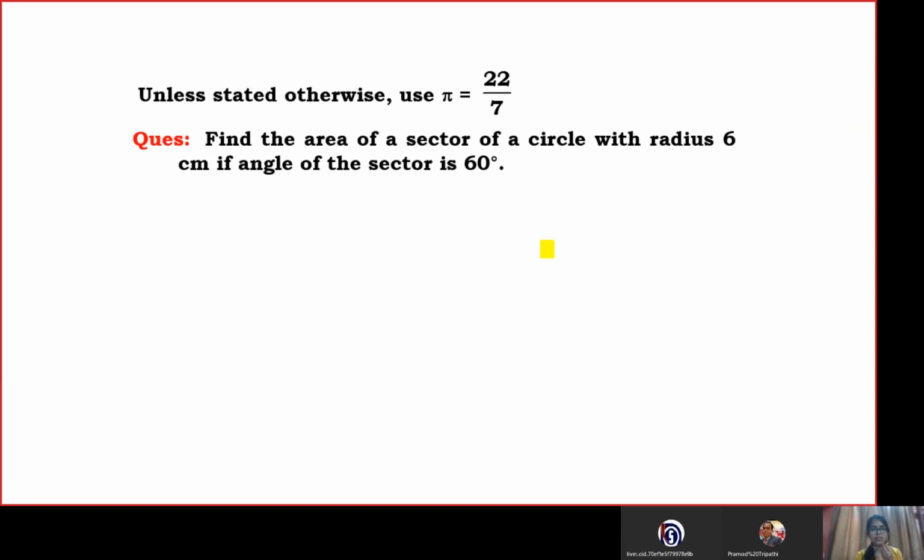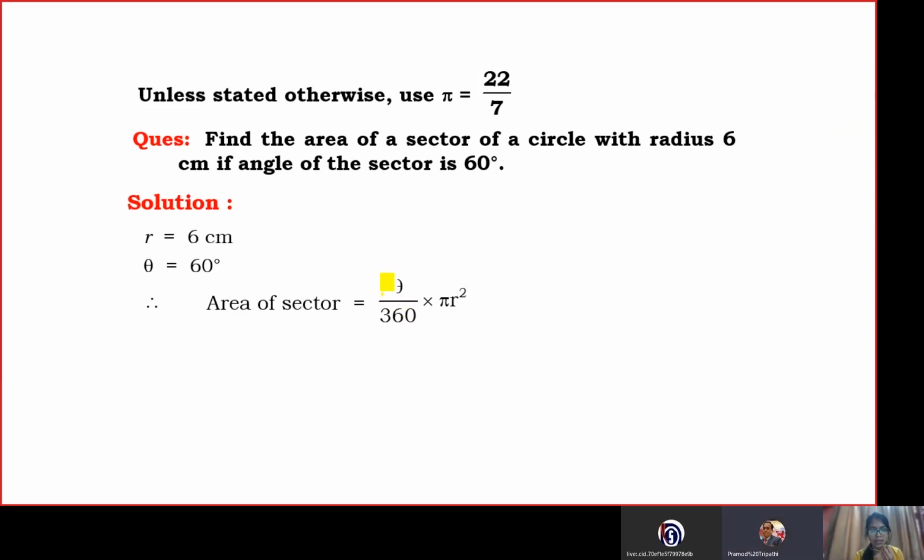Suppose we need to calculate the area of a sector of a circle with radius 6 centimeters, where the central angle is 60 degrees. Everybody knows the formula. Area of a sector is given by the formula theta upon 360 into pi r square. Please do not forget to write the formula in the exam. Please write down the formula theta upon 360 into pi r square.